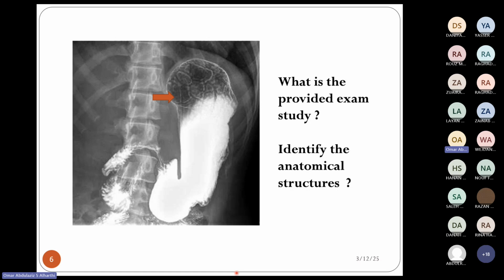What structure is this? Stomach. Which part of the stomach? Fundus. This one? Body. Body, okay. This one? Pylorus. Again? Antrum. This is the pylorus. And this is? The first part of the duodenum, yes. Okay.